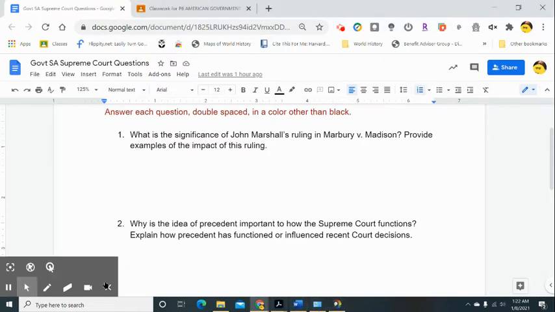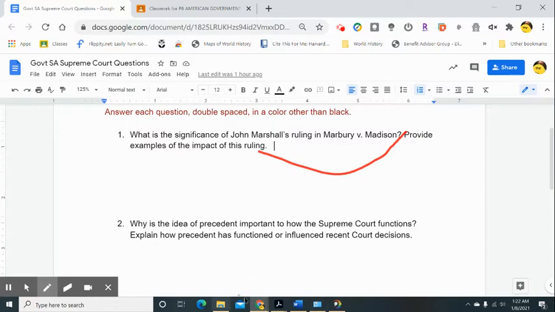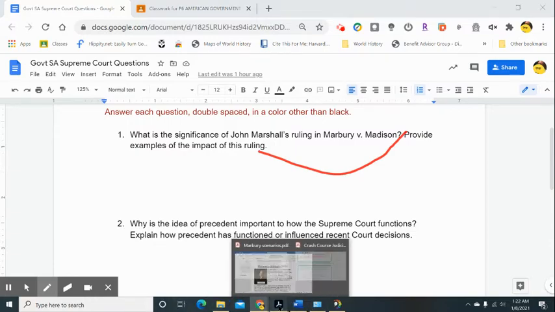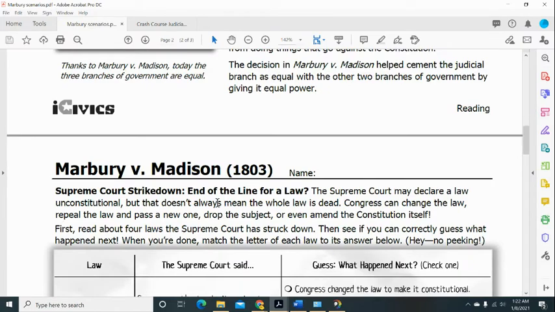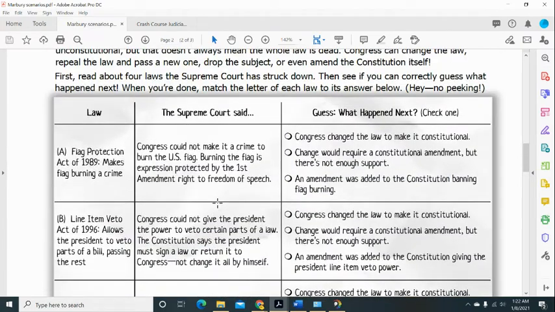The second part of this question then is to give examples of the impact of this ruling. Okay, well, let's go through a couple. Let's look at some precedents that have been set. Flag laws. Congress cannot... just think about a couple of these.